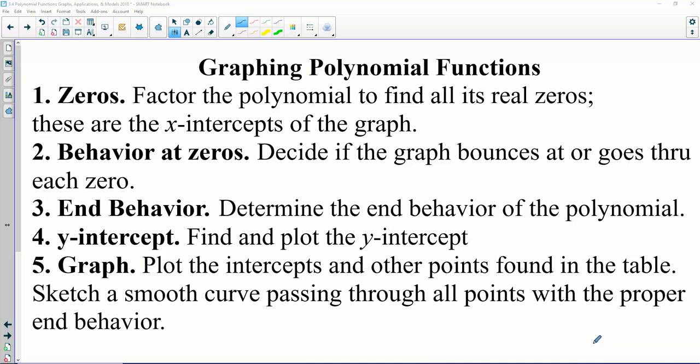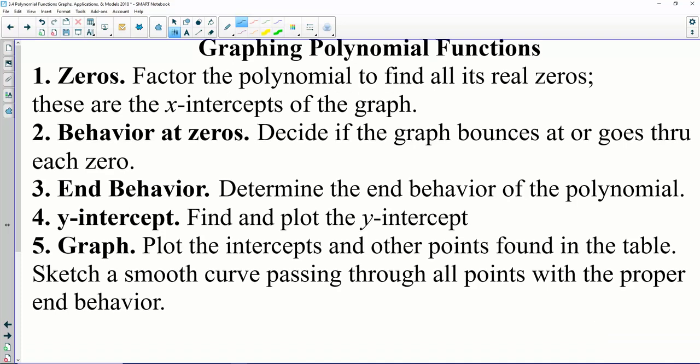Then we will decide if the graph will bounce or go through at each of those zeros. What would make the graph bounce? Even multiplicity. What makes the graph go through? Odd multiplicity. We'll find our end behavior of the graph. And how do we decide our end behavior? We look at that leading term. If it's an odd degree, it looks like a cube. Even degree, it looks like a parabola, and we know a negative coefficient flips it.